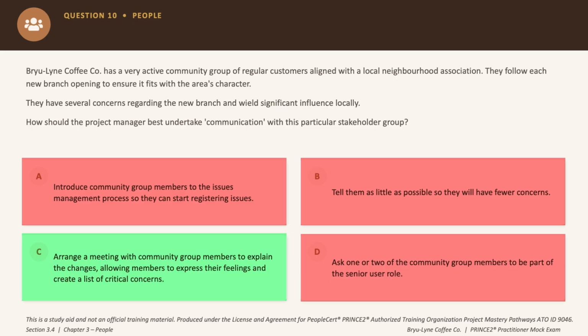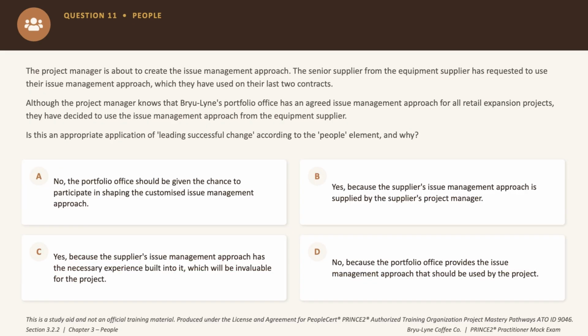Moving on, question number 11. So the project manager picks up the supplier's issue management approach over the corporate portfolio approach. Question is, is this an appropriate application of leading successful change and why? Option B says yes, because the supplier's approach is supplied by their own project manager. Now that's a very strange reason, right? Who supplied it doesn't really tell us if the decision was correct.